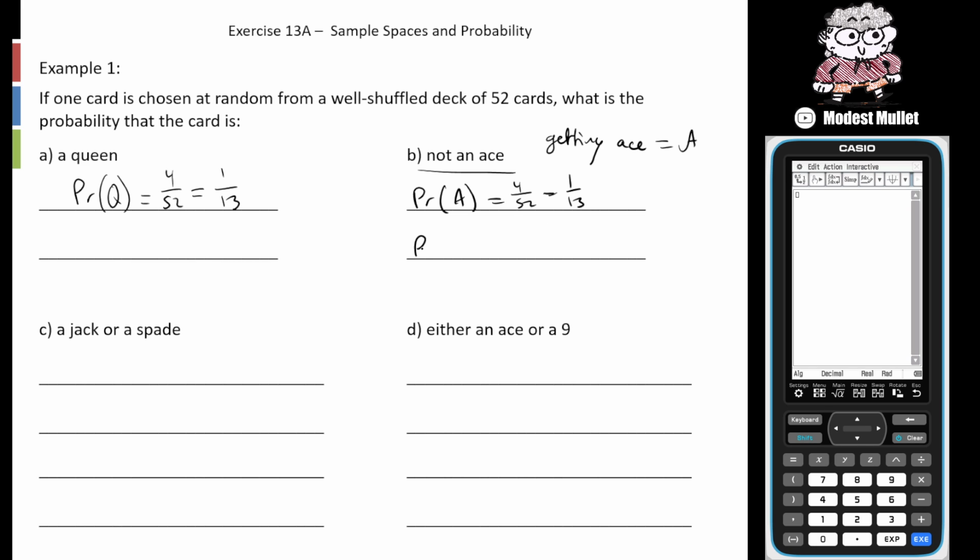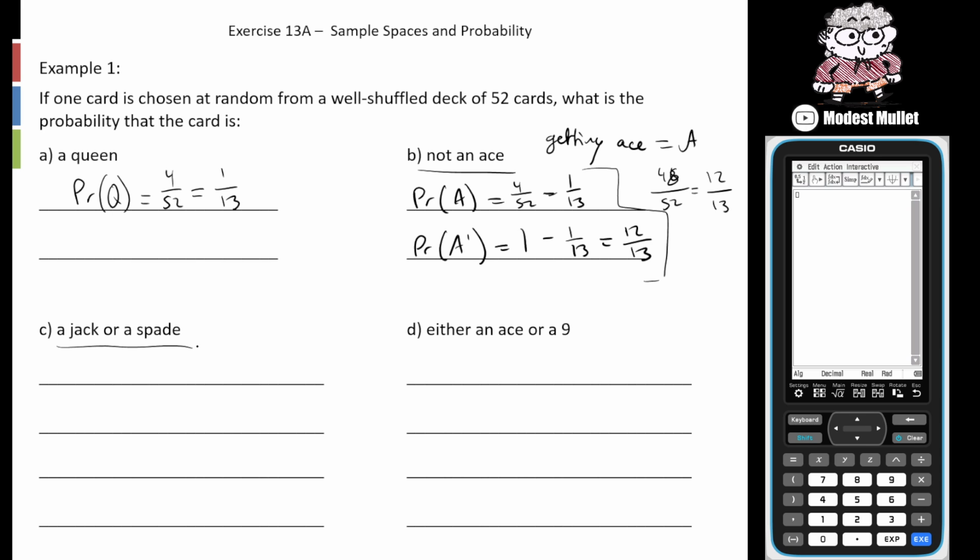So the probability of not getting an ace is the complement of that, which is equal to 1 take away 1 on 13, which is equal to 12 on 13. If you know a deck of cards really well, you would know that there's 48 cards that aren't an ace in it. And you could do 48 divided by 52, which does simplify into 12 over 13.